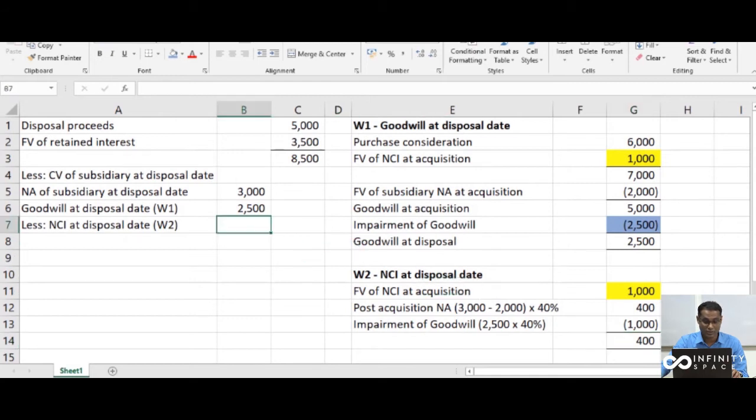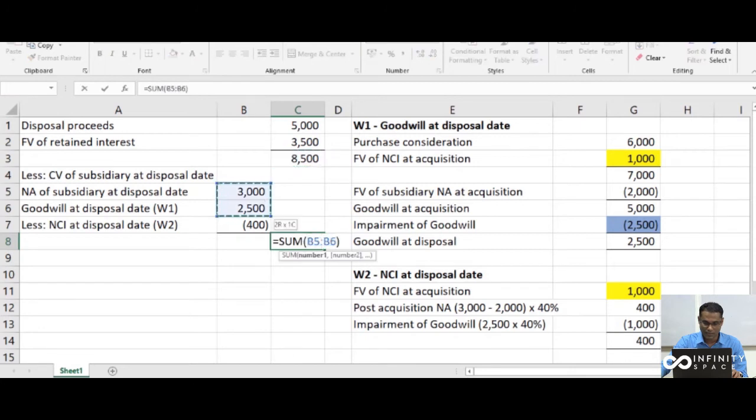I can take that here. The NCI value has to be deducted, which is minus 400. You de-recognize the net assets of the subsidiary at the date of disposal, you de-recognize the goodwill at the date of disposal, and you de-recognize the NCI at the date of disposal. Then you take the net figure of these three numbers: 3000 plus 2500 minus 400, which is 5100. Take that as a negative number. So 5100 has to be deducted from 8500 to calculate the profit on disposal in the consolidated financial statements.